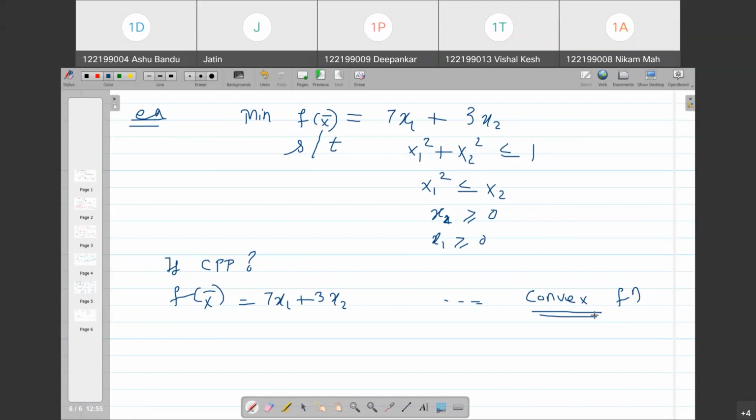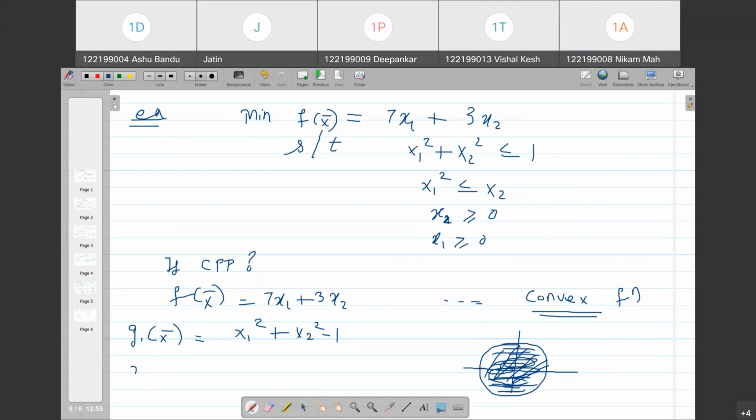Okay. What is your g1 of x? G1 of x bar is nothing but x1 square plus x2 square minus 1, because we say g1 of x is less equal 0, right? So this is my g1 of x. Is this a convex set? Okay, let us go by the diagram. It is nothing but the points on the circle and inside the circle. So obviously you can see, you take any point in this set, the segment joining those 2 points will again lie in the set. So this is again a convex set.